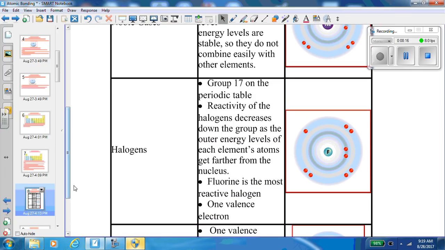Let's look at the halogens. The halogens are considered group 17 on the periodic table. The reactivity of the halogens will decrease as you move down a group, as the outer energy levels get further away from the nucleus. Fluorine, which is at the top of the family, is going to be the most reactive halogen, and halogens will tend to have 1 valence electron.